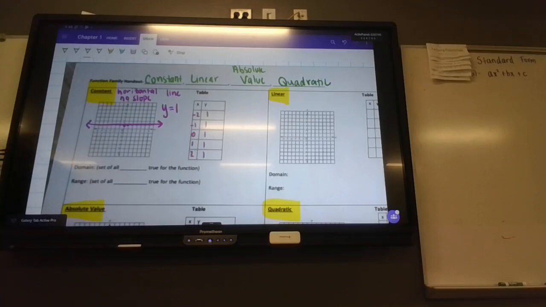I don't like to talk about it. It doesn't even have a slope.